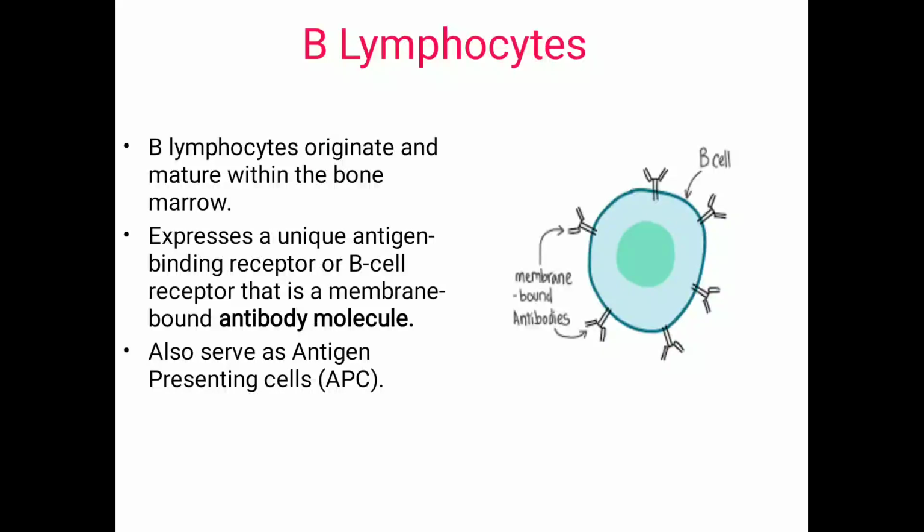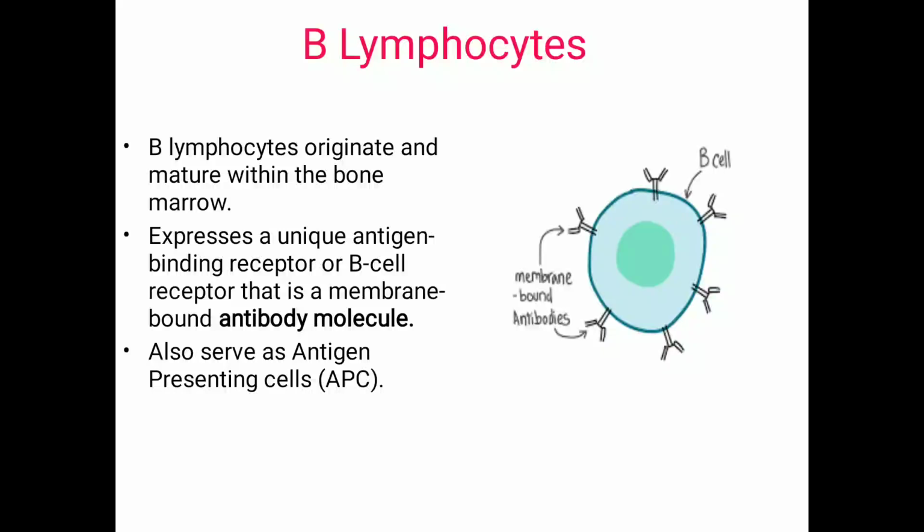Now there are two types of cells that are involved in the adaptive immune system. The first one is B lymphocytes and the second one is T lymphocytes. So I'll first be talking about the B lymphocytes. The B lymphocytes originate and mature in the bone marrow. These B cells express a unique antigen binding receptor or membrane bound receptor known as antibody molecule.